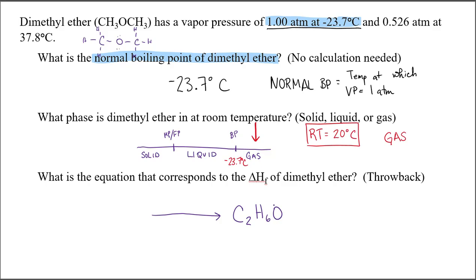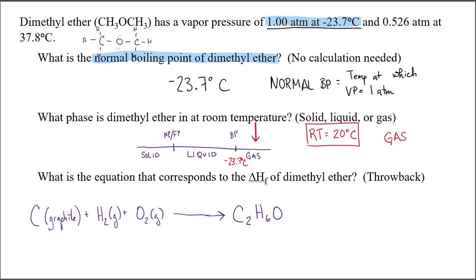2 carbons, 6 hydrogens, 1 oxygen. So we're going to form that from its elements. First off, we have carbon. Elemental carbon in its most stable state is graphite. We'll worry about balancing it in a second. Next up, we have hydrogen. Hydrogen in its elemental state comes as a diatomic H2. And then last, but certainly not least, we have oxygen. Oxygen in its elemental state is O2.